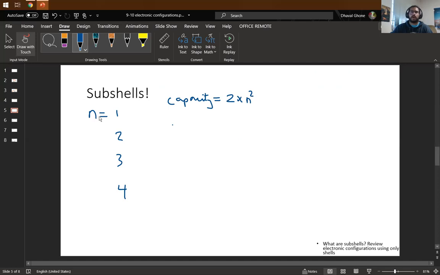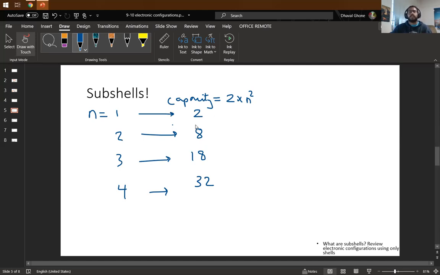If I want to find the capacity of n equals 1, I put n equals 1 over here. 1 squared is 1, and 1 times 2 is 2. So n equals 1 can hold at the most 2 electrons. If I want to find the capacity for n equals 2, I plug 2 in place of n. 2 squared is 4. 4 times 2 is 8. This one would be 3 squared is 9. 9 times 2 is 18. And this one would be 4 squared is 16. 16 times 2 is 32. And so these shells can hold this many electrons.